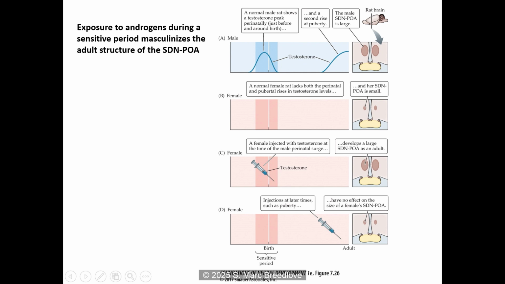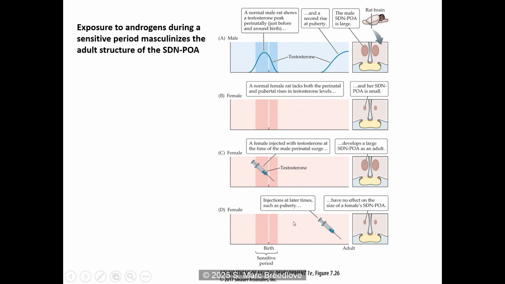So normally, males have testosterone early in life and testosterone in adulthood, and they have a large SDN-POA. Females normally aren't exposed to much testosterone in either of those cases, and they have a small SDN-POA. But if you provide a female with testosterone, even a single injection one time in her early development, and we know all the hormone is gone within 24 hours, that will permanently alter the structure of her brain, because when she grows up, she'll have a large SDN-POA.